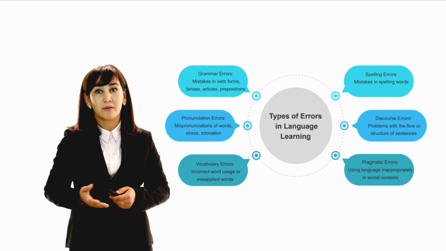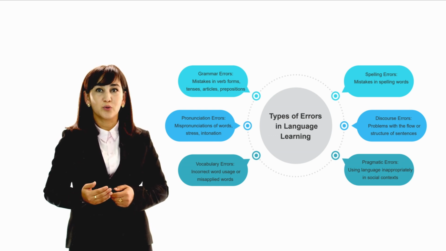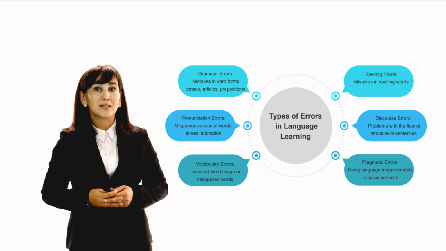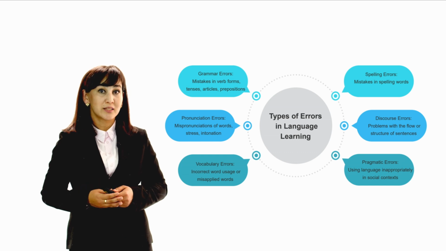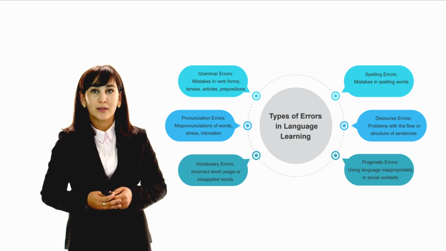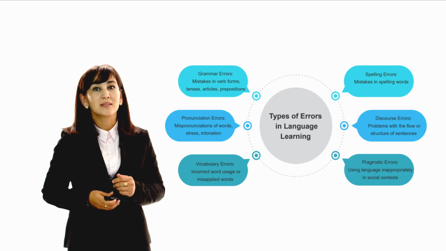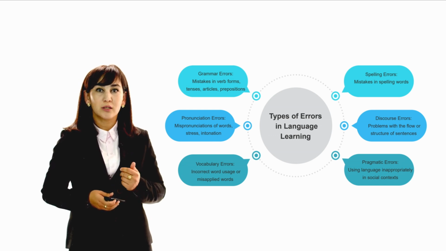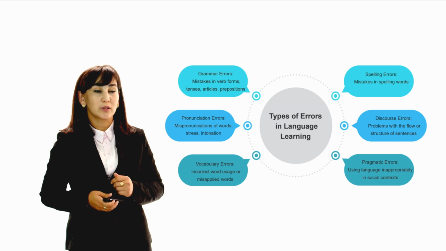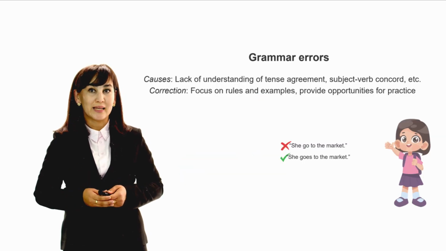What about vocabulary errors? Here, the students can use the wrong word or they can get confused with similar ones. And students have spelling errors too. It is often due to unfamiliarity with English spelling rules. We have discourse errors as well. Here, problems with sentence structures or word order. And pragmatic errors as well. Here, we should pay attention to using language inappropriately in social or cultural contexts. Now, let's look through each of the types one by one in detail.